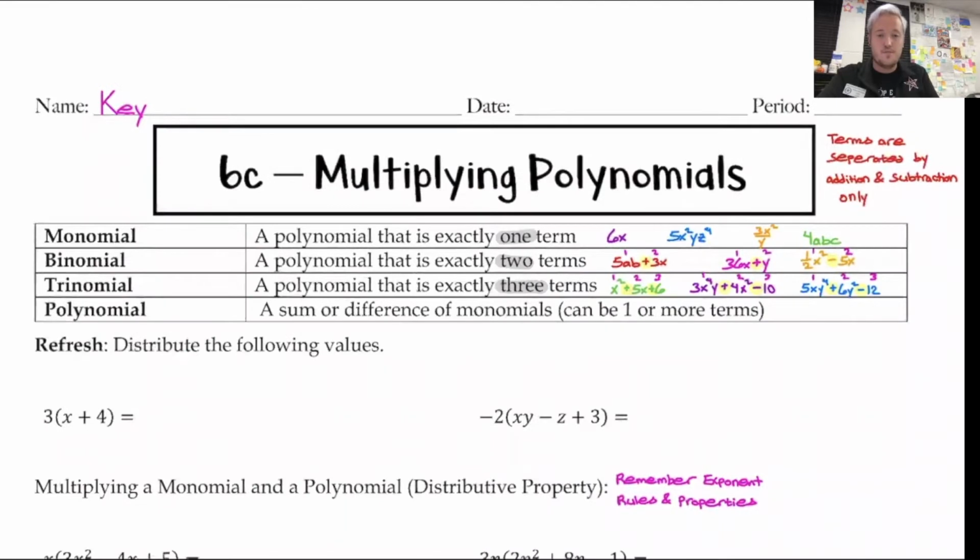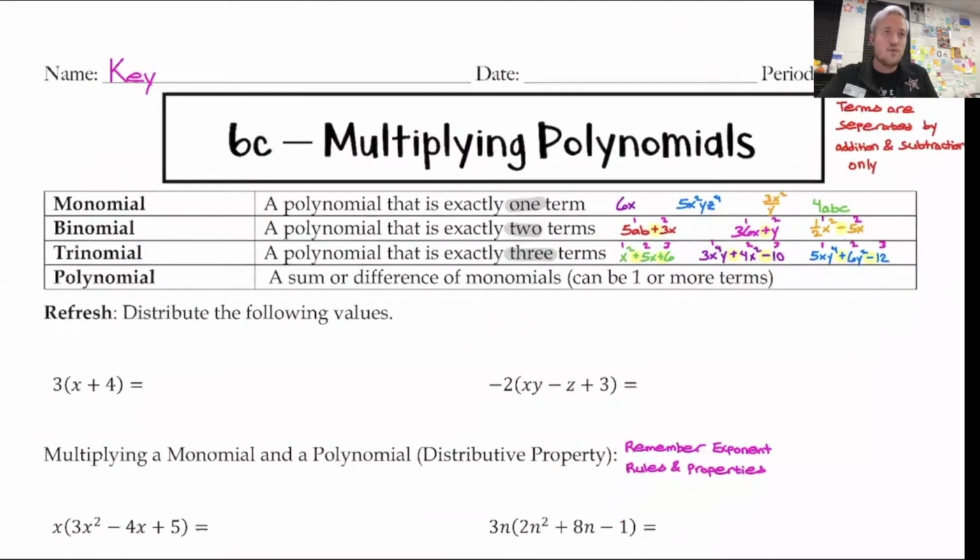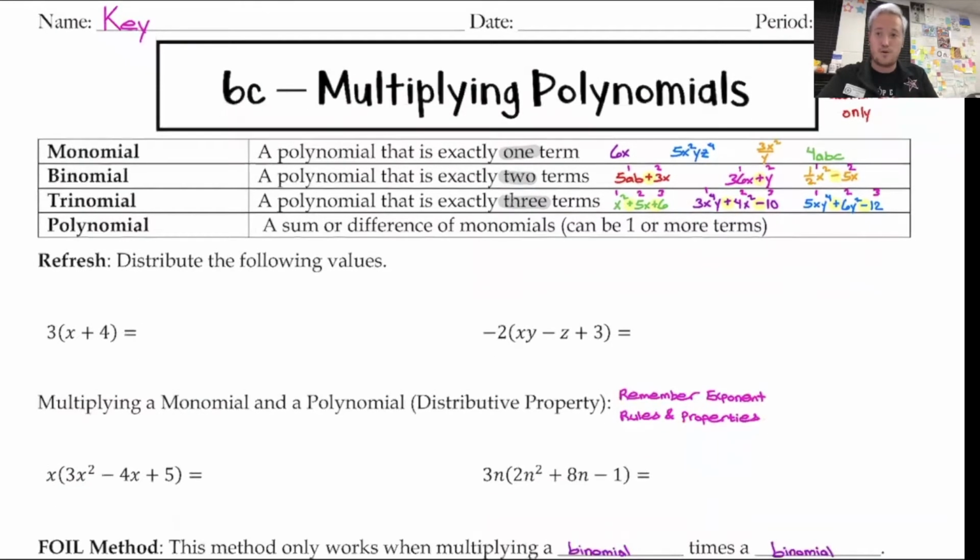We're going to be focusing specifically on multiplying them. Back in unit 1, when we did combining like terms and the distributive property, that was actually adding and subtracting polynomials. Now we're going to focus on multiplying them. In 6D, we're going to divide them. So we actually already did half of the polynomial lesson. You may not realize it.